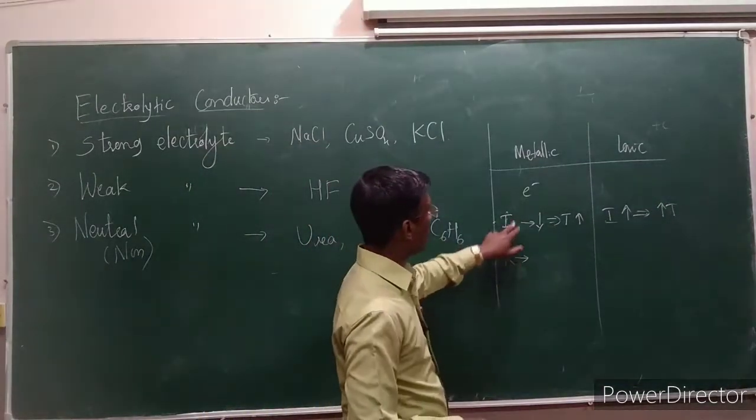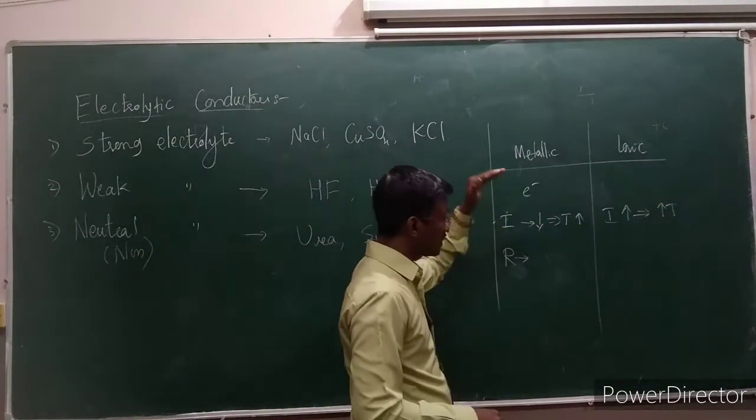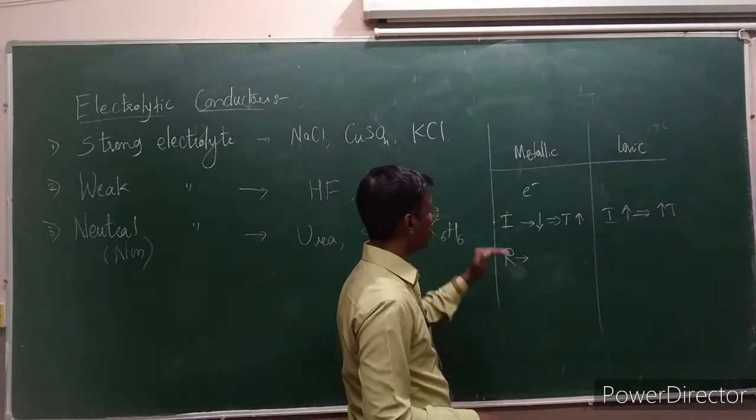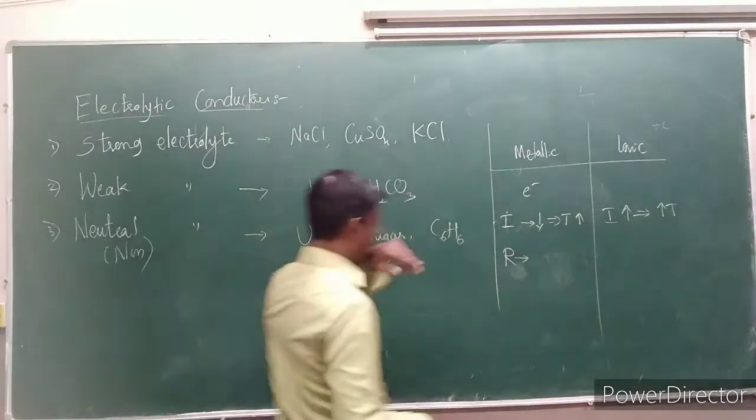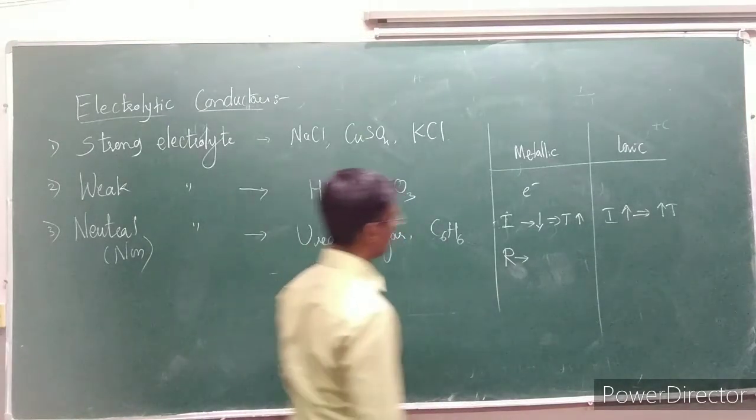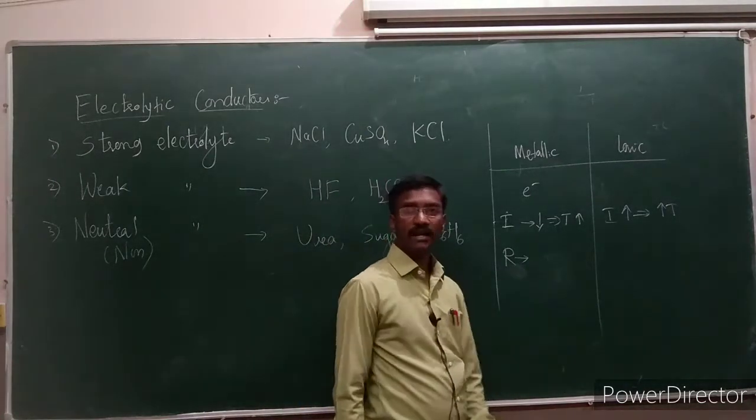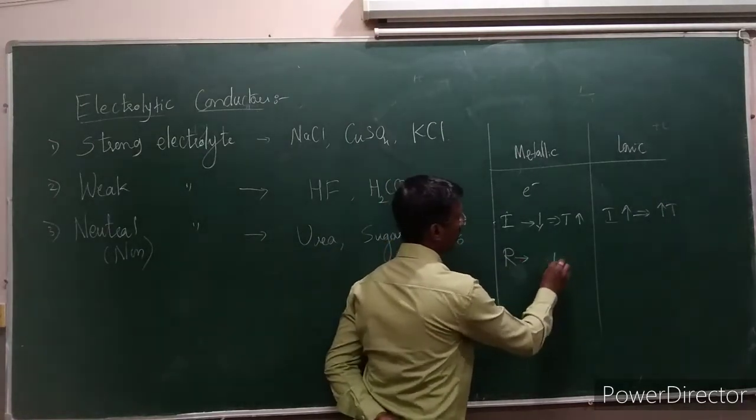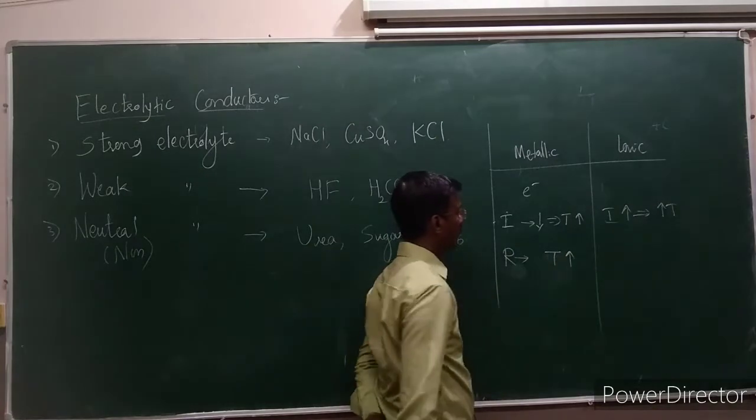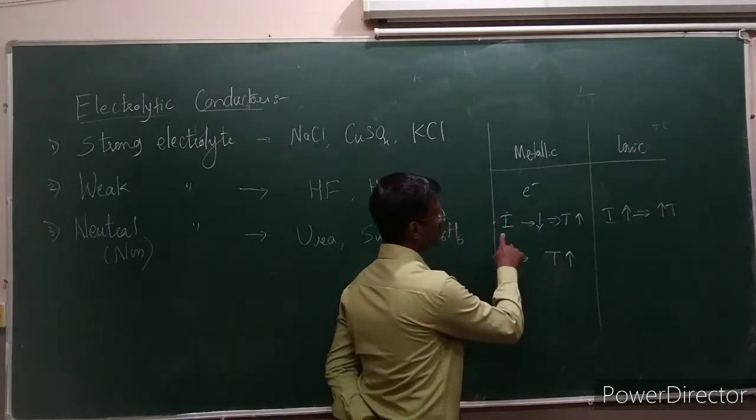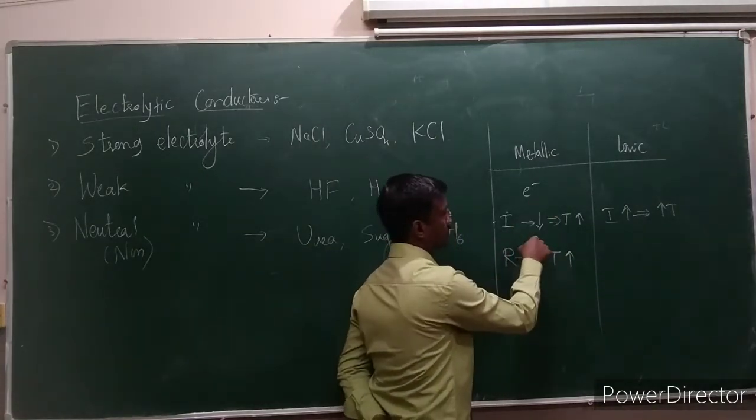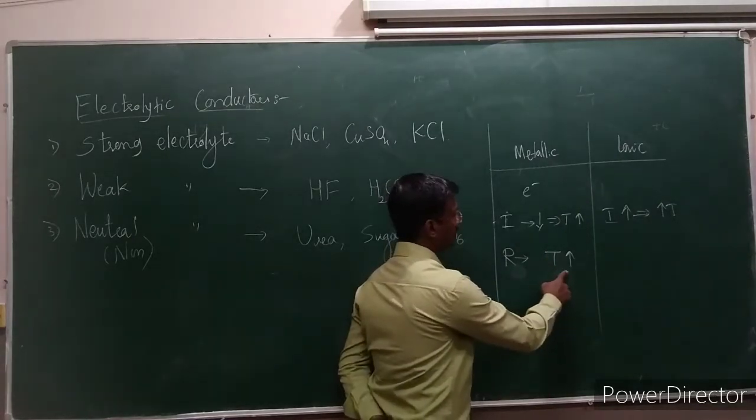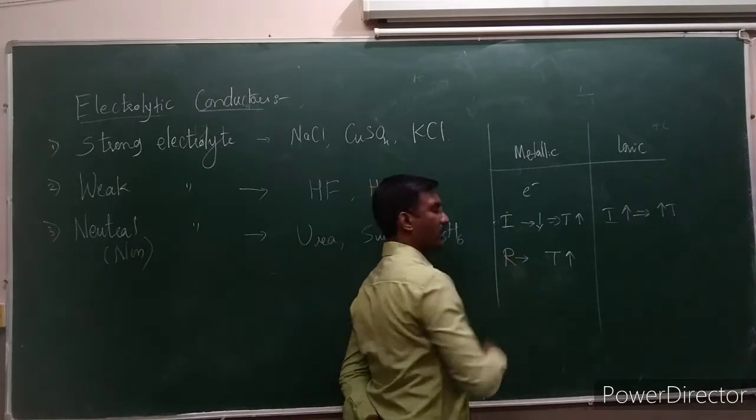So here, if current is controlled, means if it is reduced, we are using the resistance. So resistance is represented by the symbol capital R. Whether resistance increases or decreases by increasing the temperature, you tell me. Here I say the current decreases by increasing the temperature. It means that by increasing the temperature, resistance increases or decreases.